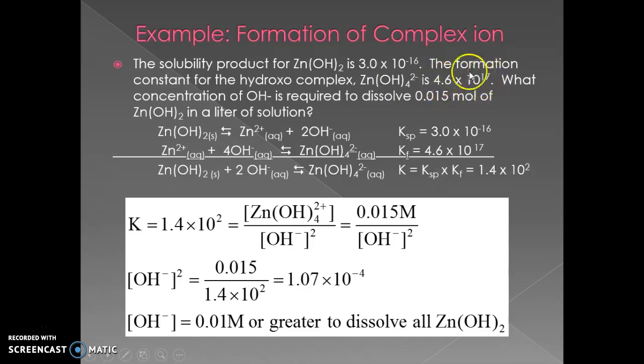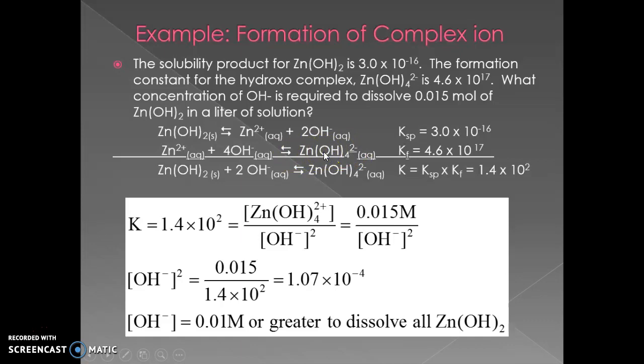Its formation constant is 4.6 times 10 to the 17. So that's a pretty high formation constant. That means it supports the formation of this species very strongly, because this is your product. Okay, big number favors the products. Little number favors the reactant. So this equation is favoring the solid, but this equation is favoring that complex ion.